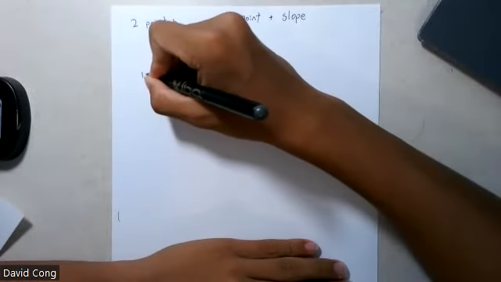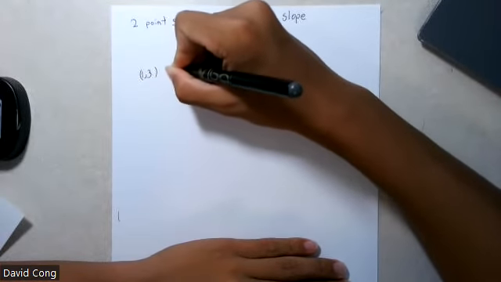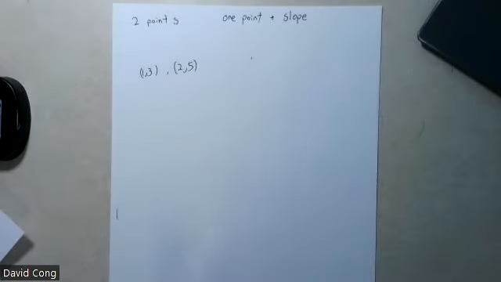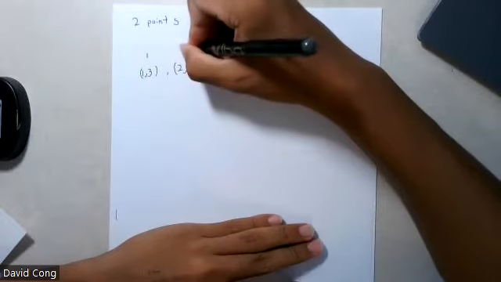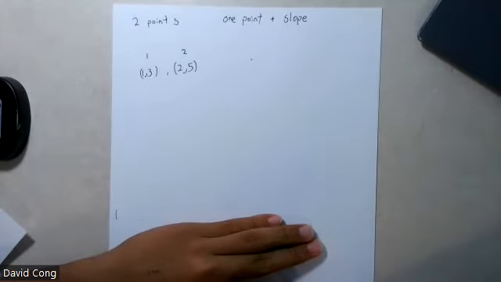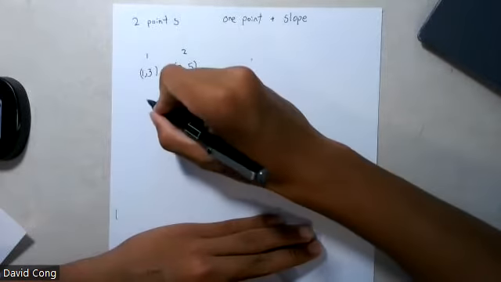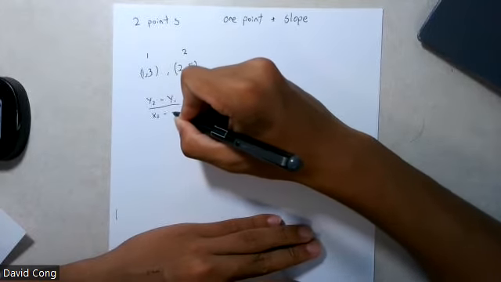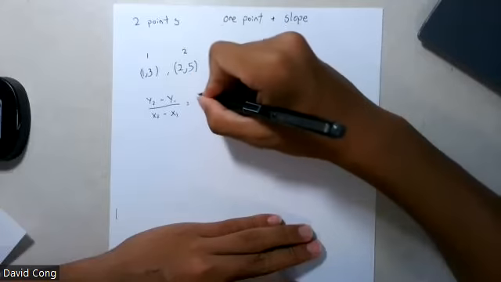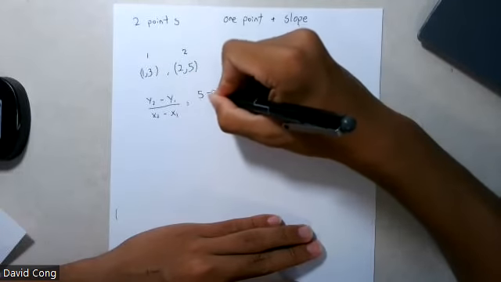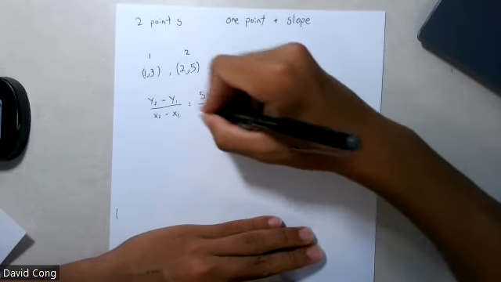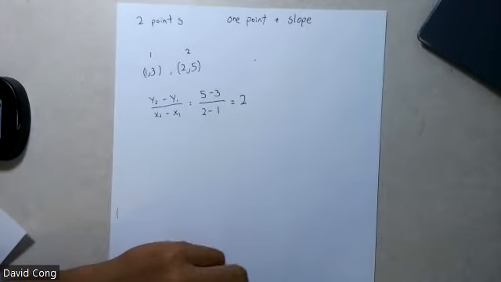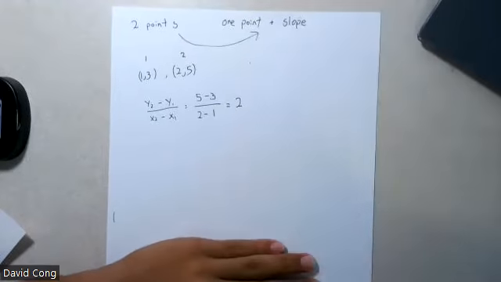Let's say I have the points (1, 3) and (2, 5). At this point, we should all know how to find the slope. Let's label this as 1, label this as 2. We take y2 minus y1 over x2 minus x1. So we get (5 - 3) over (2 - 1). Okay, we have our slope now.